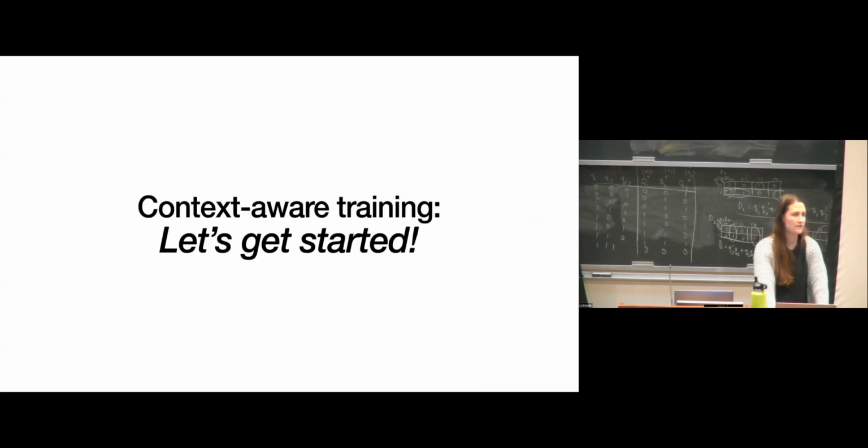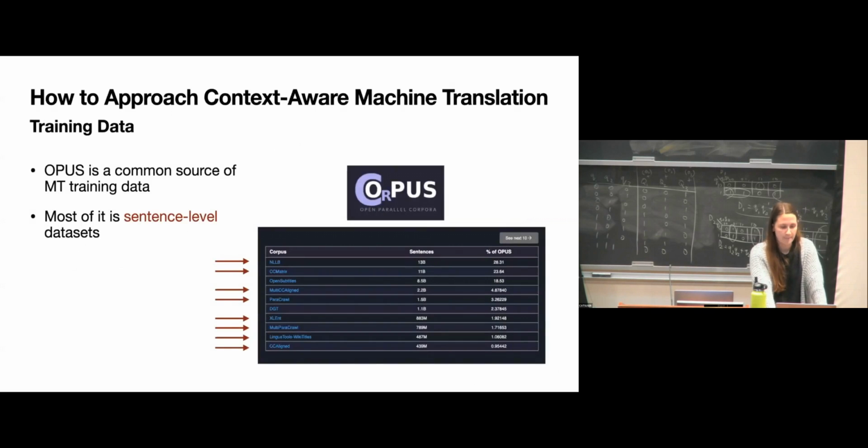So if we understand that there are problems translating at the sentence level and we understand what those problems are, let's go ahead and just start training context-aware models and seeing what we can do with them. So what we might do is go to a common data source for MT data, Opus. Some of you might have heard of it, but what we immediately notice is that of the top 10 largest data sets on Opus, 8 of them are sentence level. And beyond the fact that they're sentence level, they've removed any sort of document data that might suggest the document ordering or give us the ability to construct context from this data.